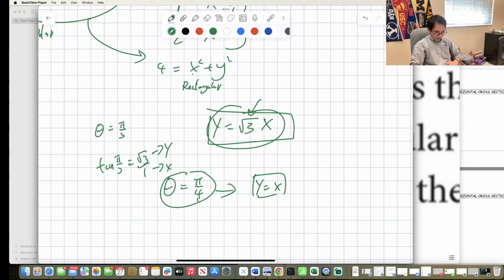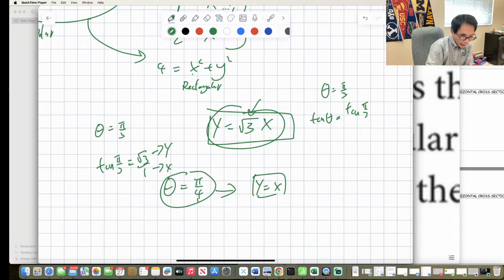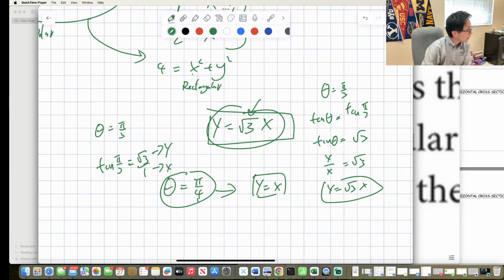Or you can do it this way. If you have theta equal to pi over 3, you can take tangent of theta equal to tangent of pi over 3, and that's equal to square root of 3. Tangent is y over x, so y equal to square root of 3x. That's probably a better way to look at it.